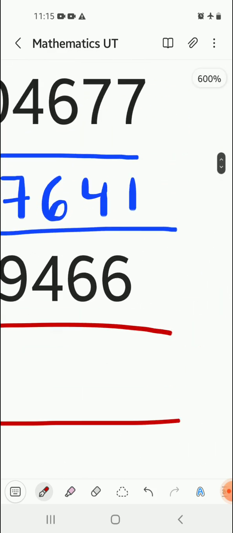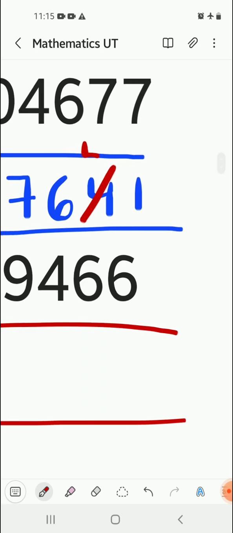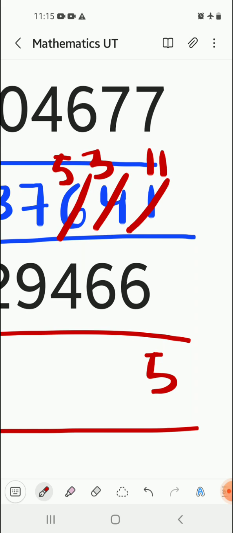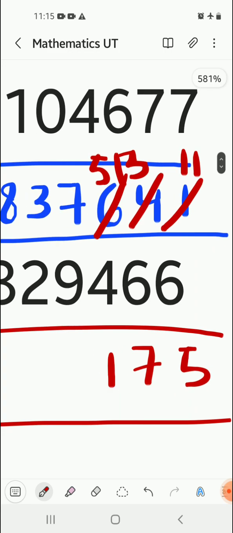See, 1 is less than 6, so make it 3. This becomes 11. 11 minus 6 is 5. Not possible to subtract 6 from 3, so 6 becomes 5 and this becomes 13. So 13 minus 6 is 7. 5 minus 4 is 1.